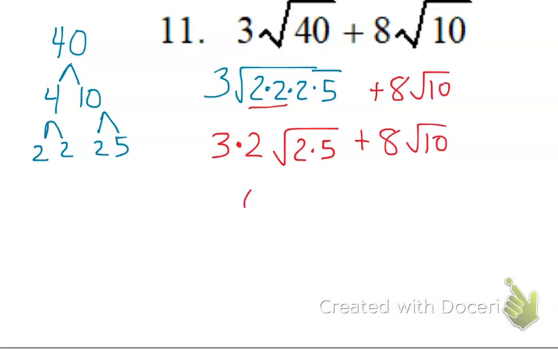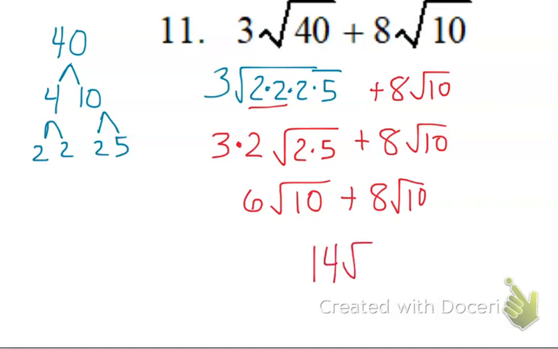Now 3 times 2 is 6, 2 times 5 is 10, so we've got 6 square roots of 10 plus 8 square roots of 10. So we get 14 square roots of 10. Again, we had to get those to be like radicals before we could combine them.